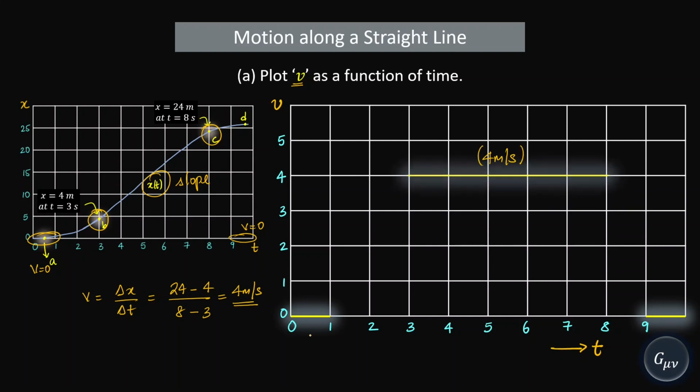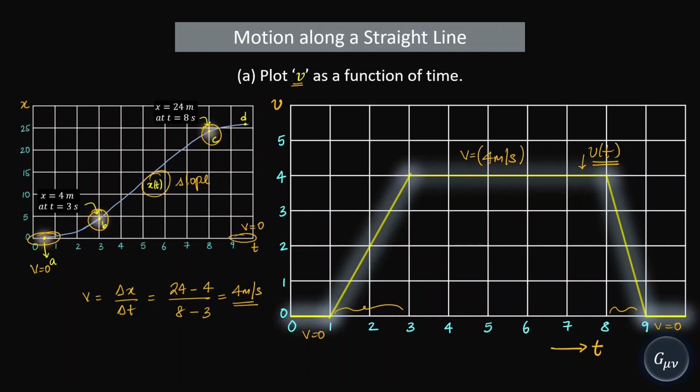Now these intervals where the velocity is 0 and velocity is equal to 4 are plotted. In addition to this, the lift begins to move and then later comes to a stop. So V varies in the interval 1 to 3 seconds as follows, and then from 8 to 9 seconds the variation is as follows. So this plot that you see on your screen is the required velocity time plot for the motion of the lift.